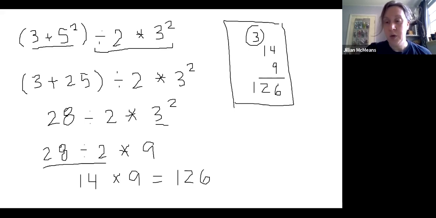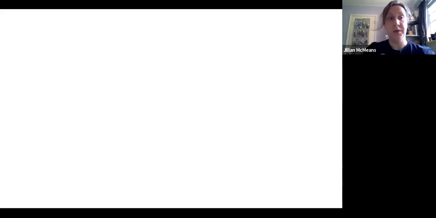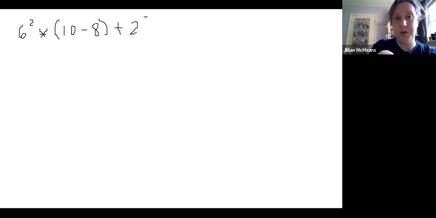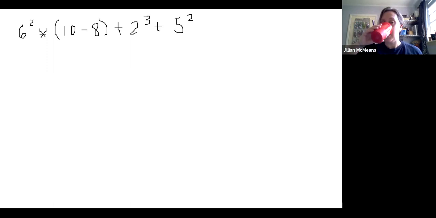I've got 2 more. So let's try this one. This is another really long one. I've got 6 squared times, in parentheses, 10 minus 8. And then I've got plus 2 to the third, and then plus 5 to the second. So you've got lots of exponents, you've got parentheses, and you've got multiplication, and you've got addition.